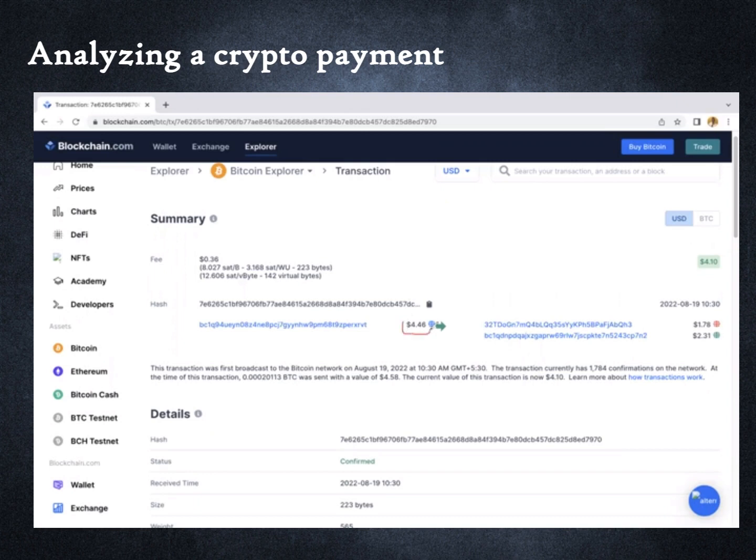There are two subcomponents on the right. First, we see the spent amount. Below that we see the unspent amount. The unspent amount is the UTXO for a future payment. Adding the spent and the unspent only yields $4.10. But the original UTXO was $4.46. The missing 36 cents is the fees on top.